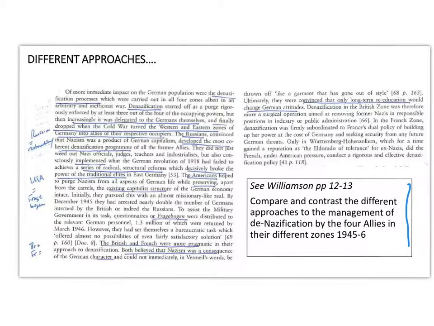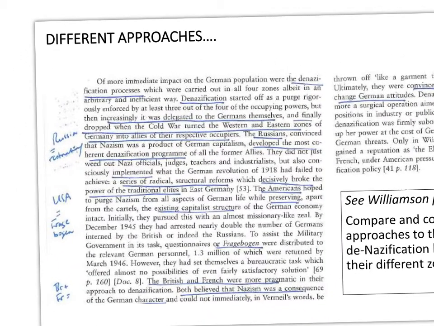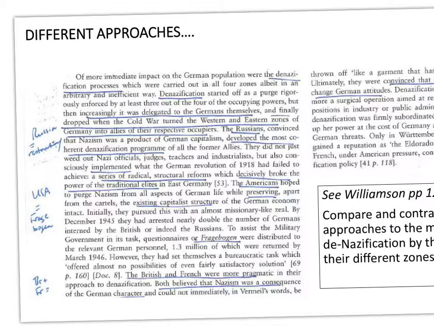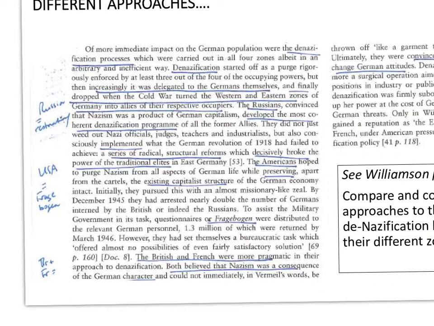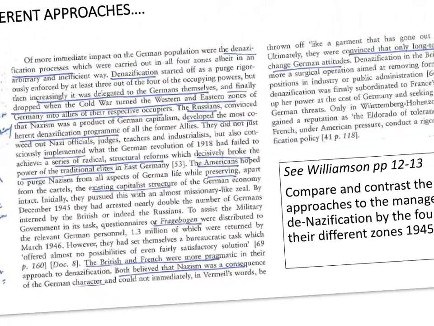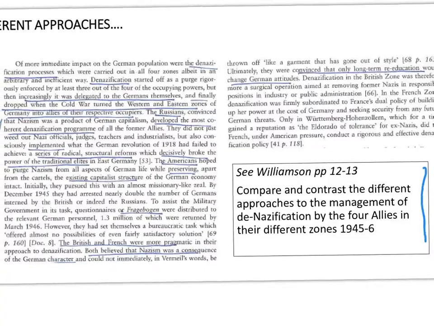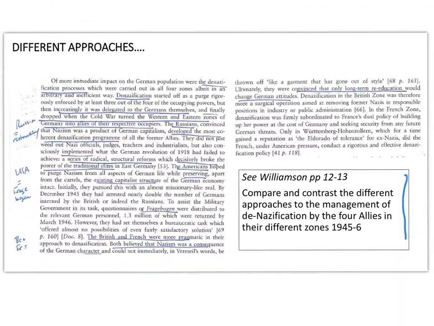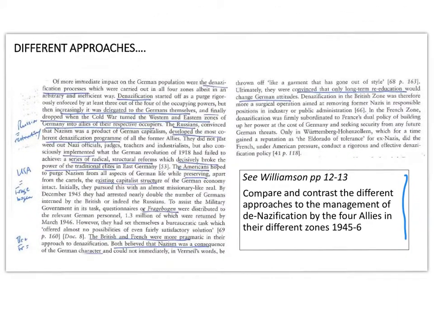So there's some good information here on pages 12 to 13 about, first of all, the Russians, how they applied denazification in their zone, then the Americans in the middle bit, and then towards the bottom there, the British and the French, going over onto the next page. So just pause the video and just pull out some key points.